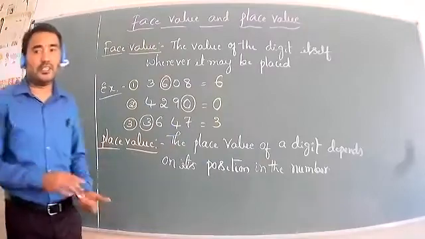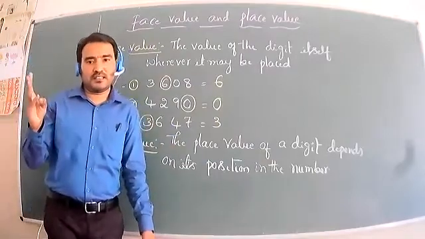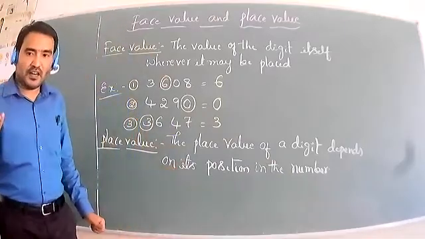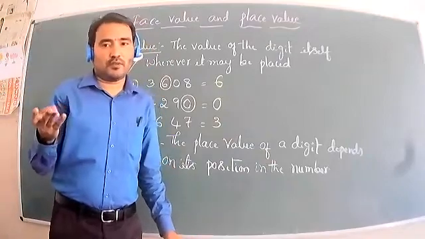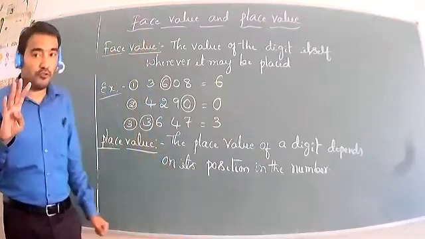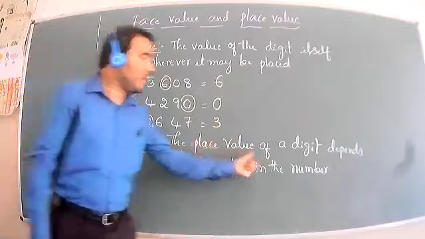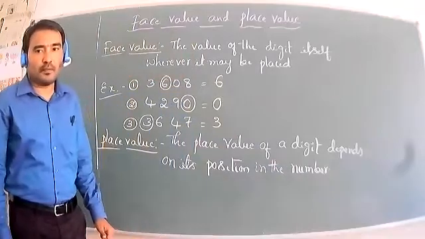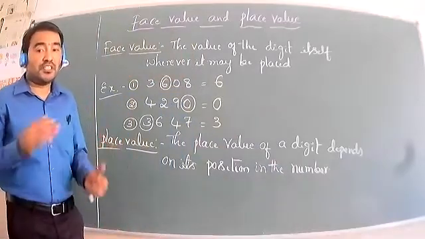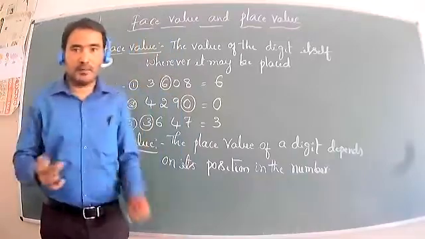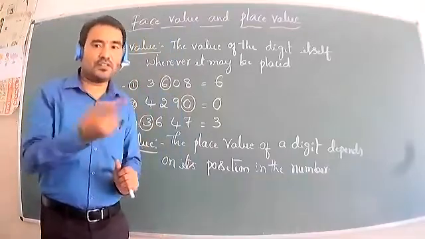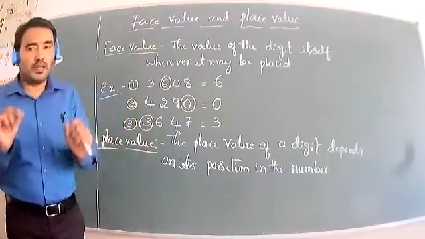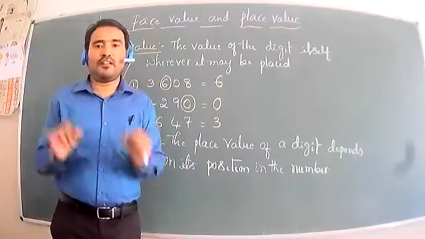In the second standard, you had only ones, tens, and hundreds places. But here we learn four places: ones, tens, hundreds, and thousands. The place value of a digit depends on its position in the number, whether in the ones place, tens place, hundreds place, or thousands place. That we have to express is called place value.